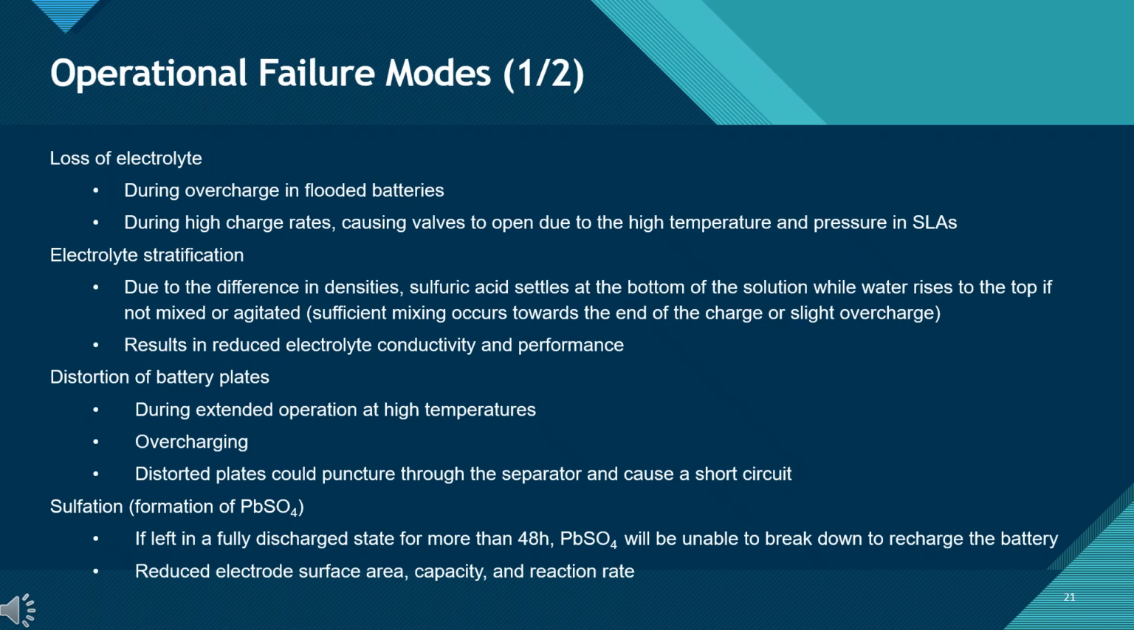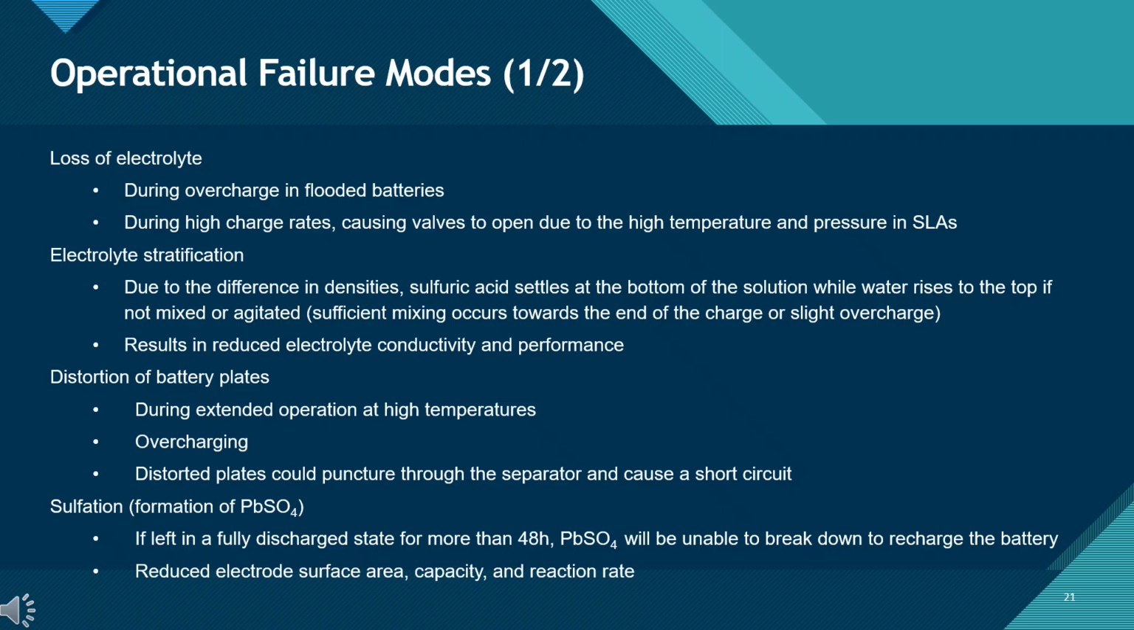This slide highlights several common operational failure modes of lead-acid batteries. First, there is a loss of electrolyte, which can happen during overcharging in flooded batteries or under high charge rates in sealed batteries when valves open due to heat and pressure. Second, electrolyte stratification can occur if the solution is not mixed. In this case, the heavier sulfuric acid sinks to the bottom while water rises to the top. This reduces conductivity and overall performance.